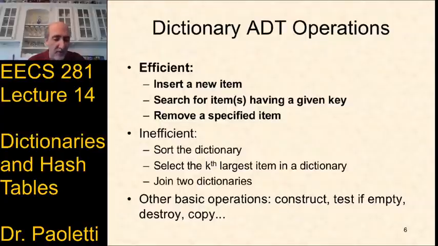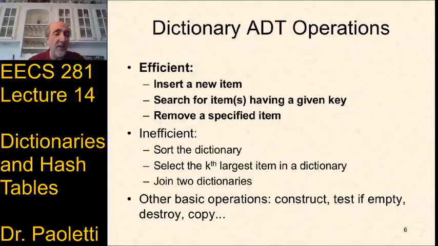Other things that we're going to give up that are going to be inefficient is selecting the kth largest item in a dictionary. In fact, we're not going to be able to do it at all. So if I want to say, hey, tell me the 10th word from the end of the dictionary or the 20th word from the beginning, there's going to be no easy way to do that. Joining them is going to be inefficient, and that would be somewhat inefficient no matter what we did. It's not going to be any more inefficient than it has to be, but it's not one of the things we're optimized for.